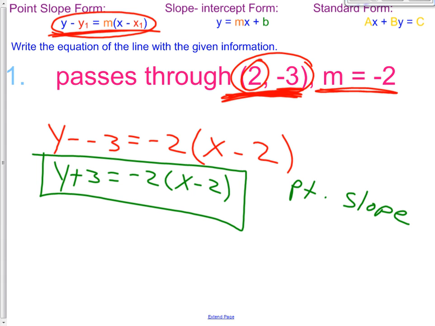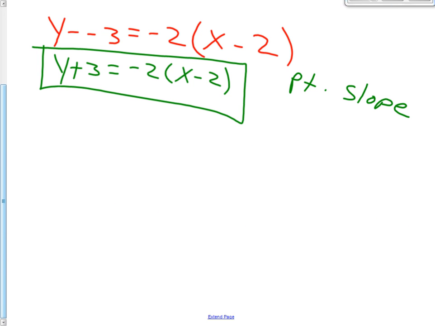So now what we do is we just change this into slope-intercept form. We're just manipulating the variables. So slope-intercept form is y equals mx plus b, which means we have to get y all by itself. The first thing we do is we get rid of the parentheses, so let's distribute this negative 2. So we still have y plus 3 on the left side. That equals a negative 2x, and a negative 2 times a negative 2 is a positive 4.